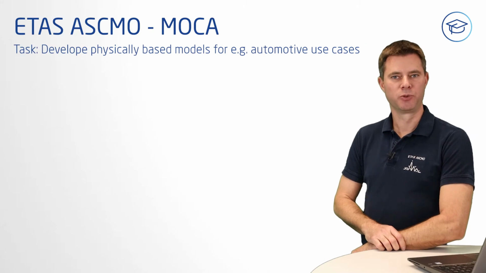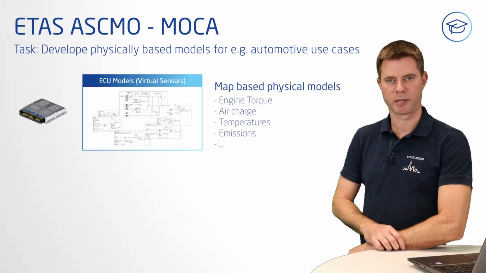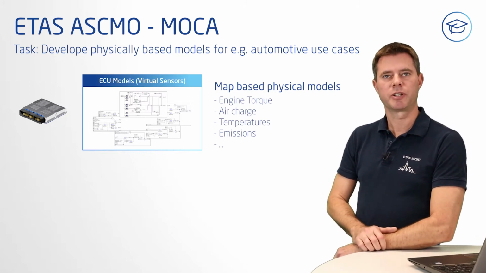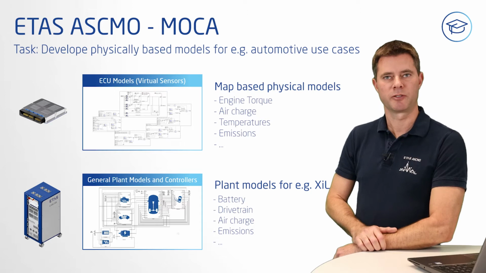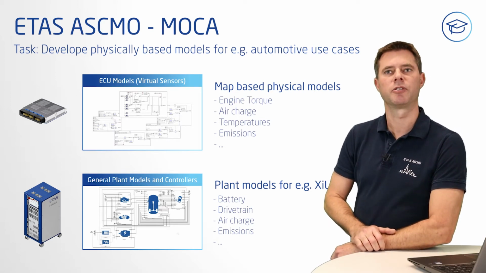So let's talk about use cases of MOCA. The first important use case is to have a physically based model serving as a virtual sensor on an ECU, such as an air charge model, torque model, emission model, temperature model. The second important use case is to use such a physically based model as a blend model in an XIL environment, for example, as a battery model, a drivetrain model, air charge model, or others. Now let's see how this is realized in MOCA.